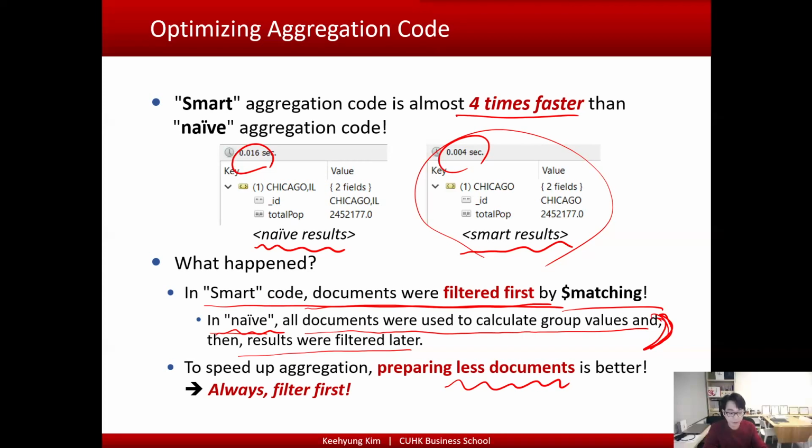So that's the difference. Here, the important thing is this. When you have to do aggregation and calculate some information, preparing fewer documents is much better, and it can increase the efficiency and the performance. Basically, it will be faster. So if possible, you should always filter first. Basically, you should always use a match operator first if it is possible. That's something you have to be really careful about, and something you have to think about in MongoDB.